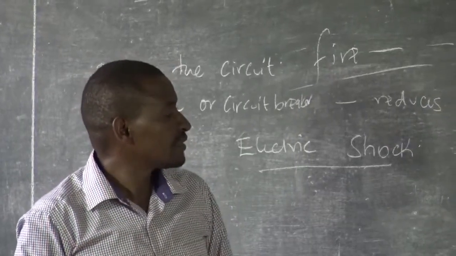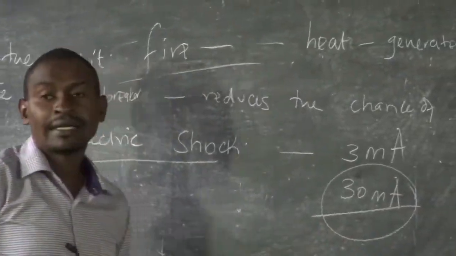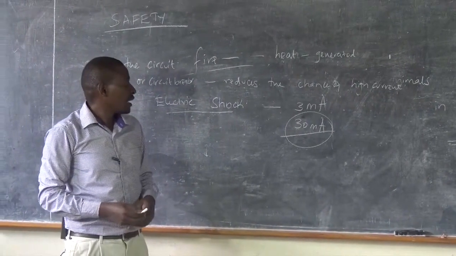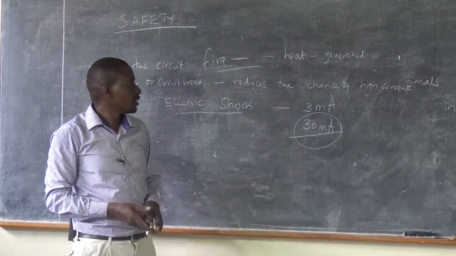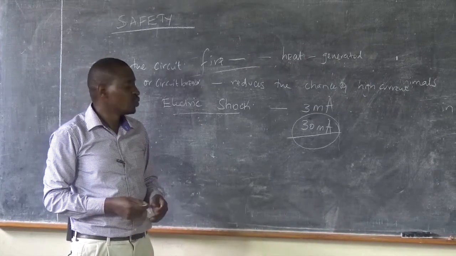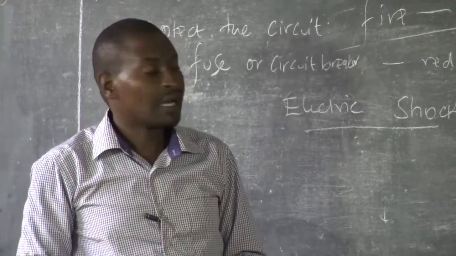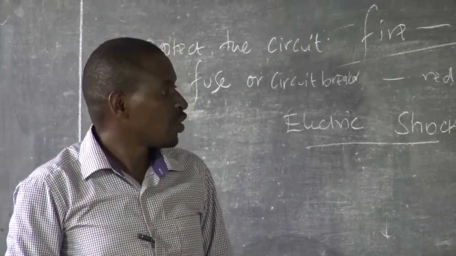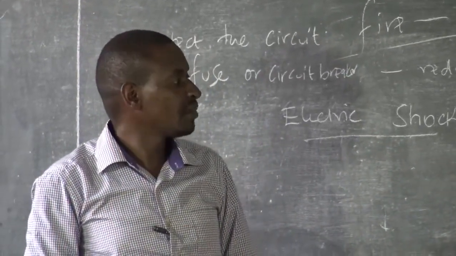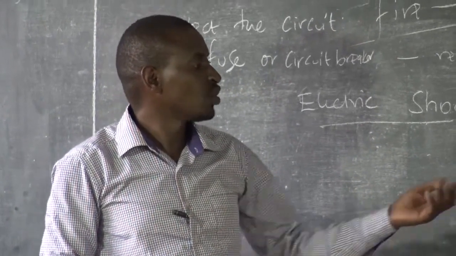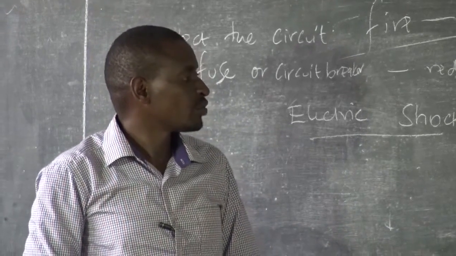So if somebody gets an electric shock, and a current of more than 30 milliamperes passes through their body, they lose the heartbeat, and that in most cases will be fatal, because they must get assistance to get their heartbeat rhythm restored, or if it is not done in a very short time, then the person might not be able to survive.